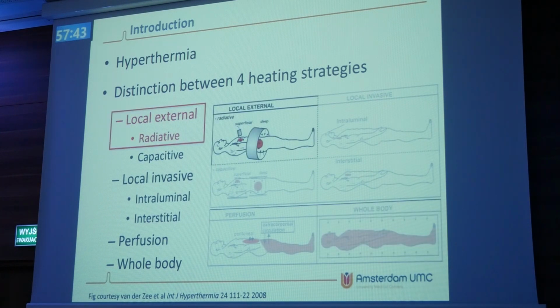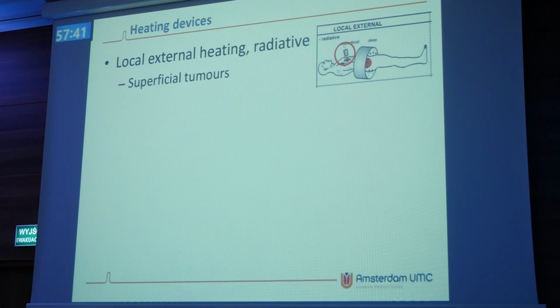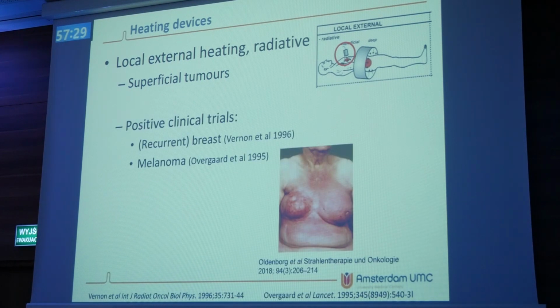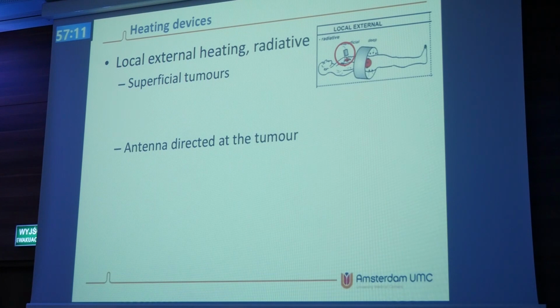Starting with the radiative techniques, the first category is for superficial tumors, where you heat a tumor which is very close to the skin. For this category of tumors, there have been quite a number of positive trials. Mentioning here first a meta-analysis by Vernon et al. from 1996, and melanoma by Overgaard in 1995.